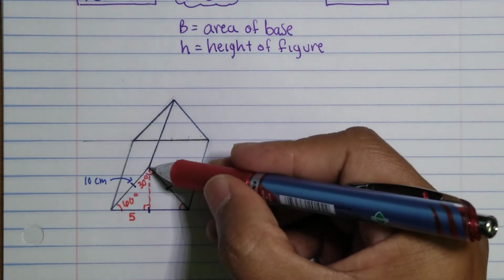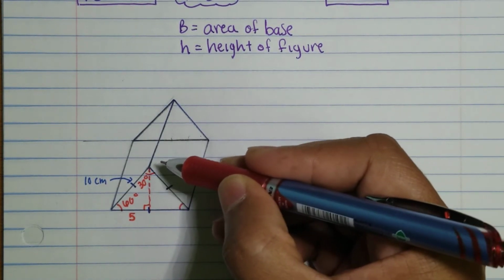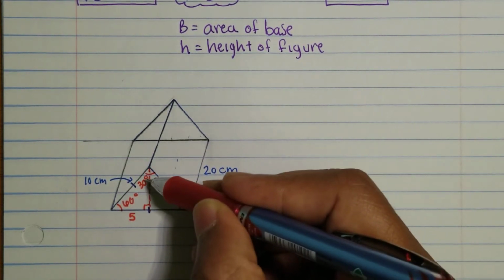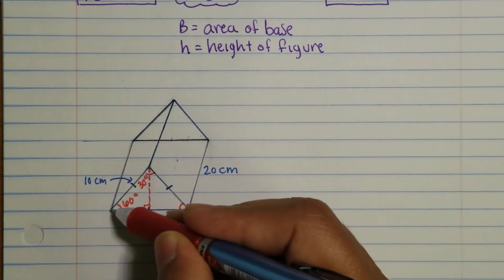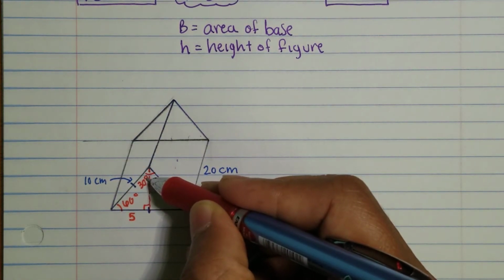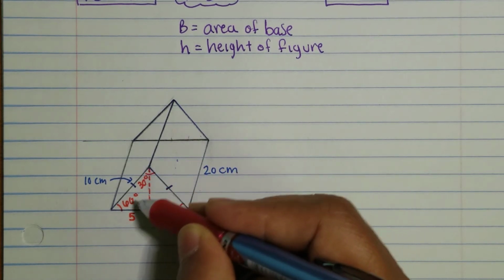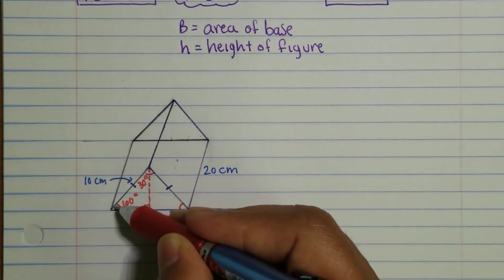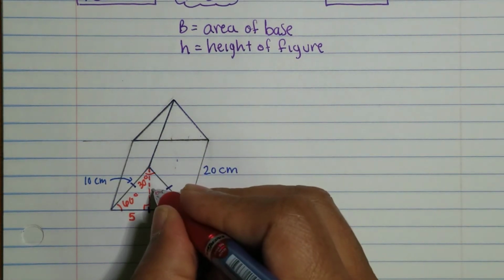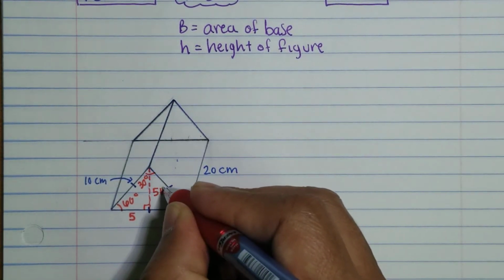We do need to find the altitude so we can find the area of the base. Using the 30-60-90 special right triangle pattern, this leg of the right triangle is the short leg. How do we know that? Because it's opposite the 30-degree angle, the smallest angle. This leg is the longest leg, and this is the hypotenuse. The pattern is, if we know the short leg, the height is 5 times the square root of 3.